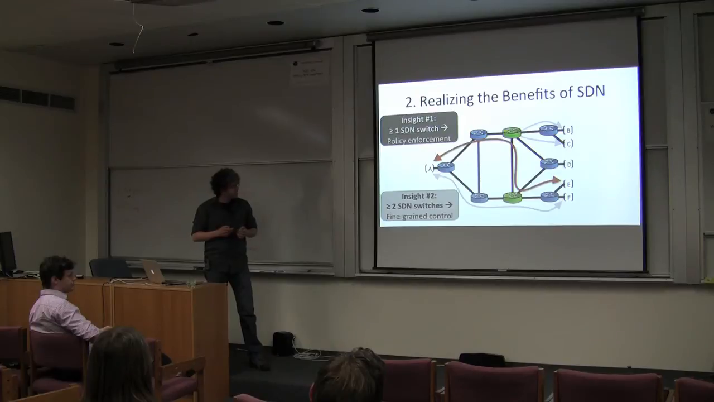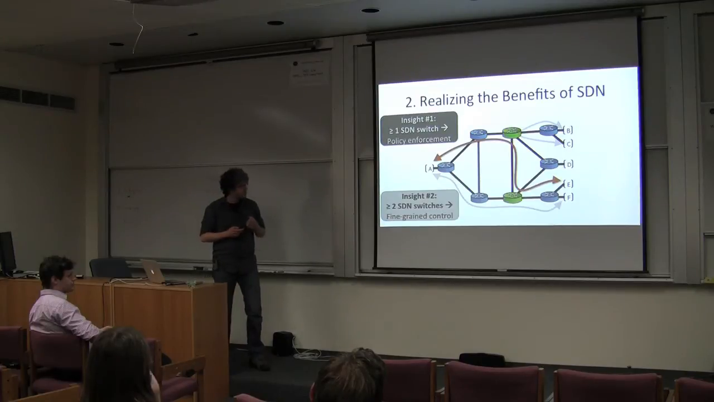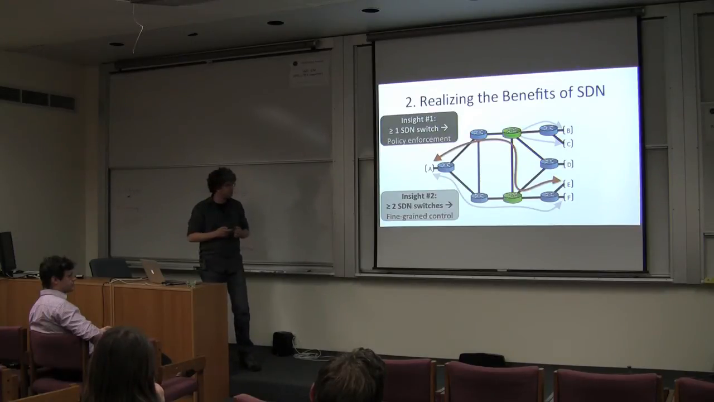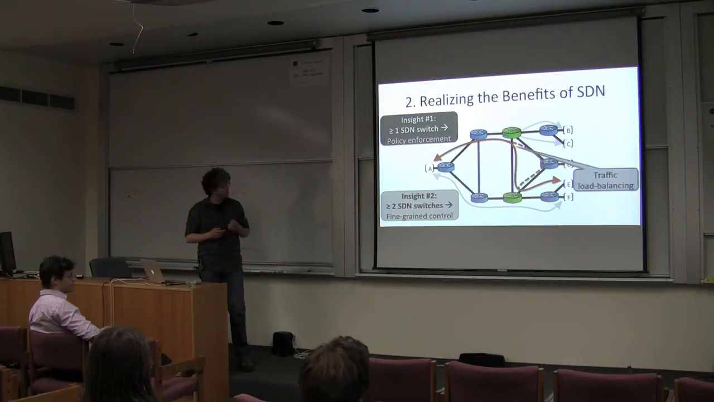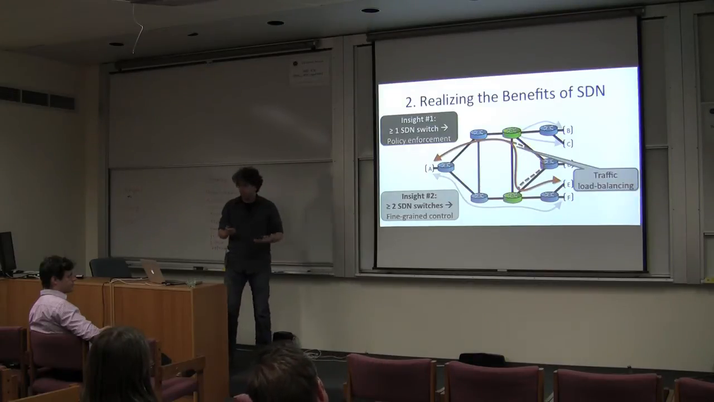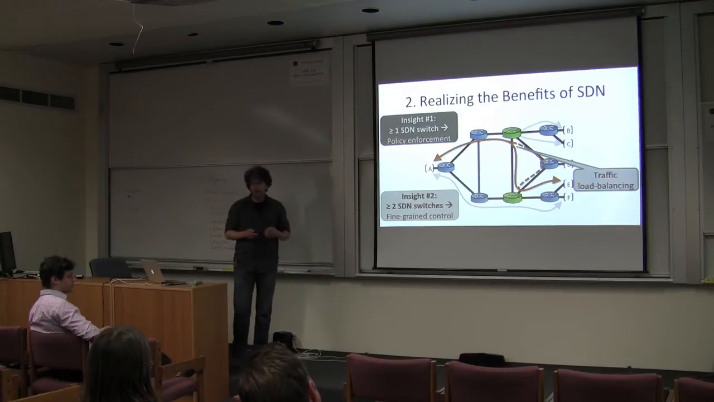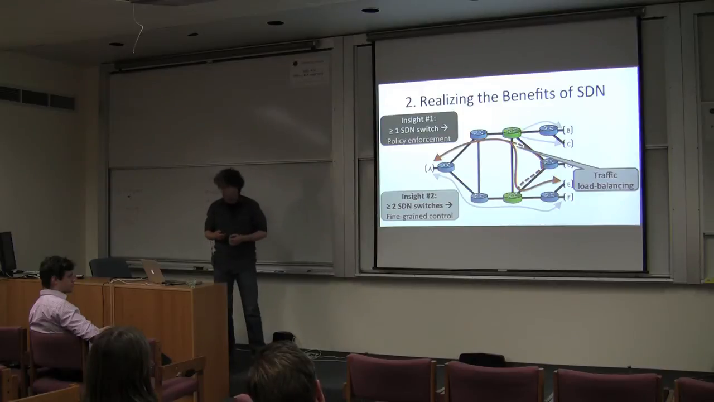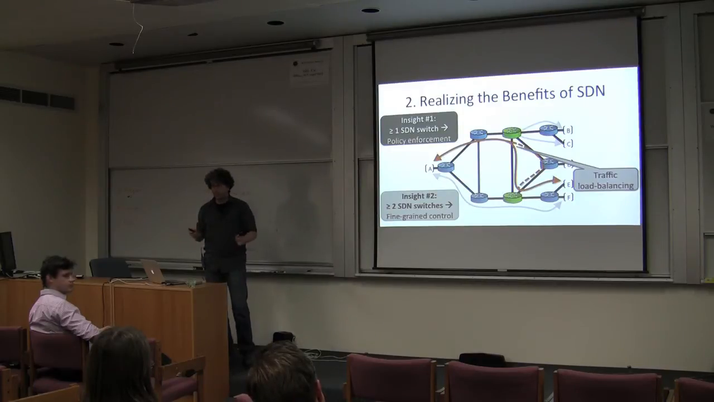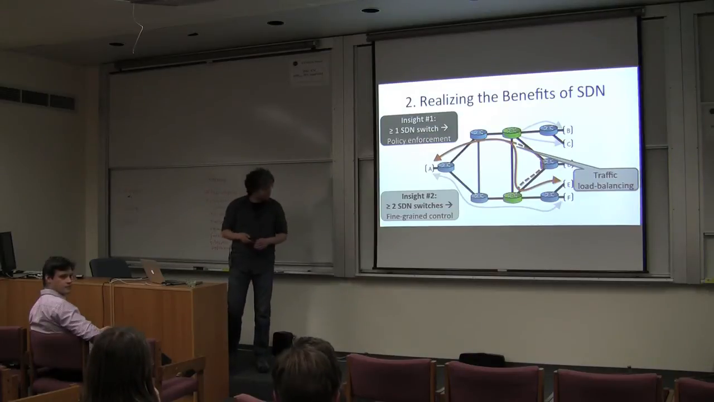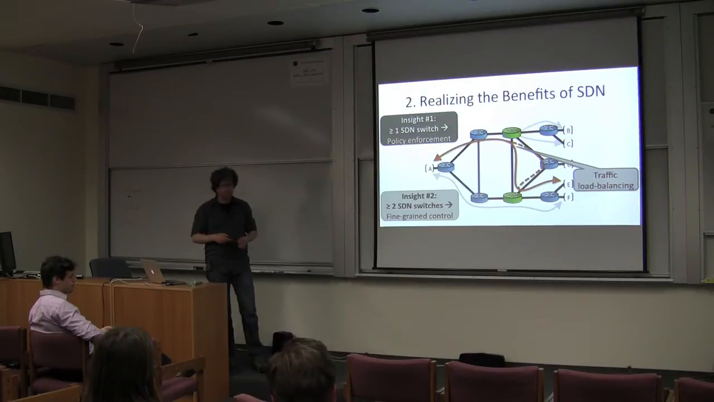The second insight is that for all traffic that traverses at least two SDN programmable switches, we can achieve finer grained control over the traffic. We can actually do load balancing, for example, a form of traffic engineering over the paths that exist between the SDN upgraded switches. And I should take a moment to say, if there's anything unclear or if you have any questions, please go ahead and ask, just to make sure that we're all on the same page.